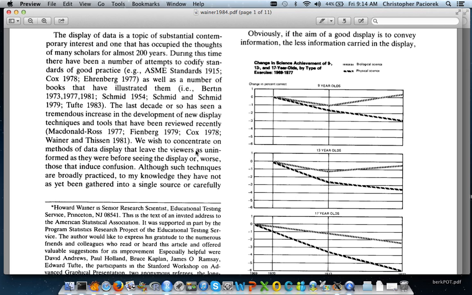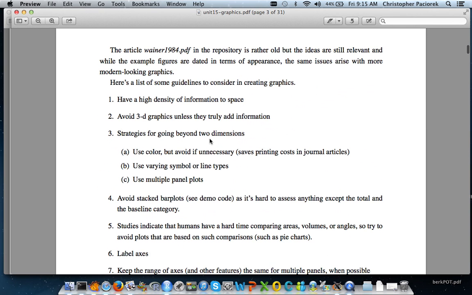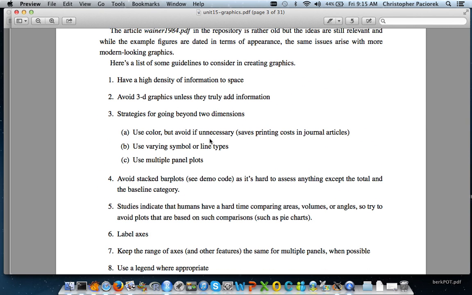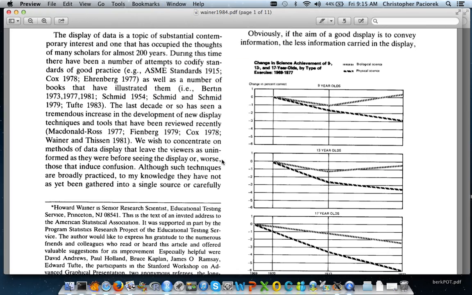The graphics look old because they were typeset in 1984, but I think a lot of the things that he points out in these graphs are still good principles to think about when you're developing your own graphics, and are the root of a number of the bullet points I have here in the third page of the unit. So I thought we could look at some of these just to see what were some of the things that he was pointing out.